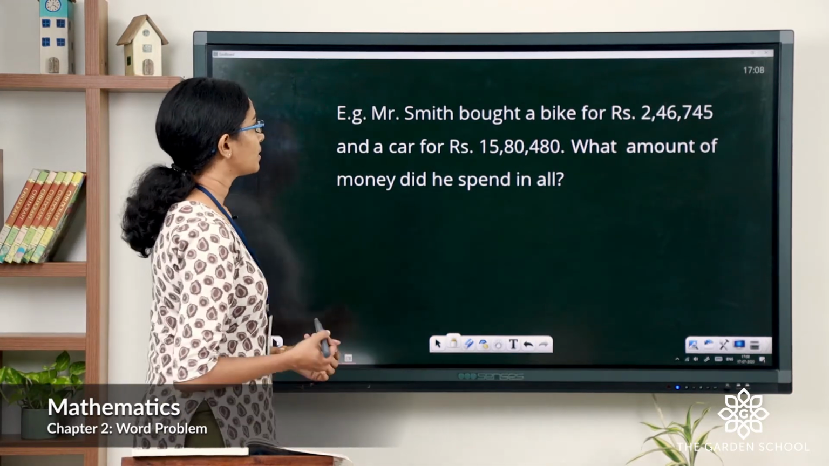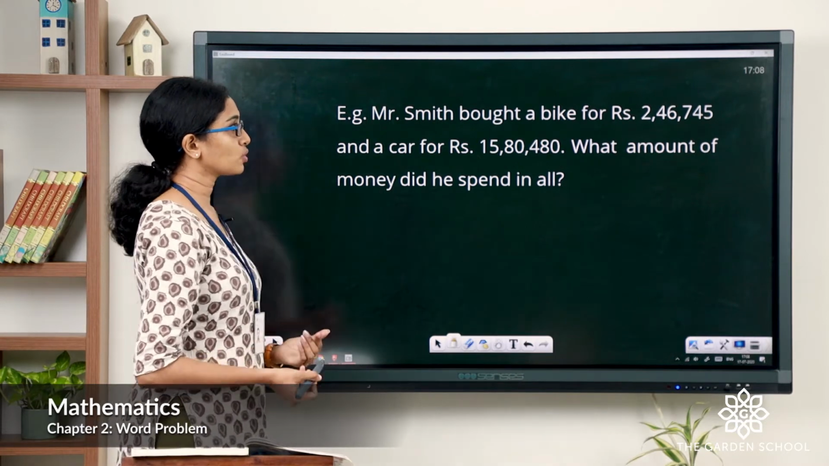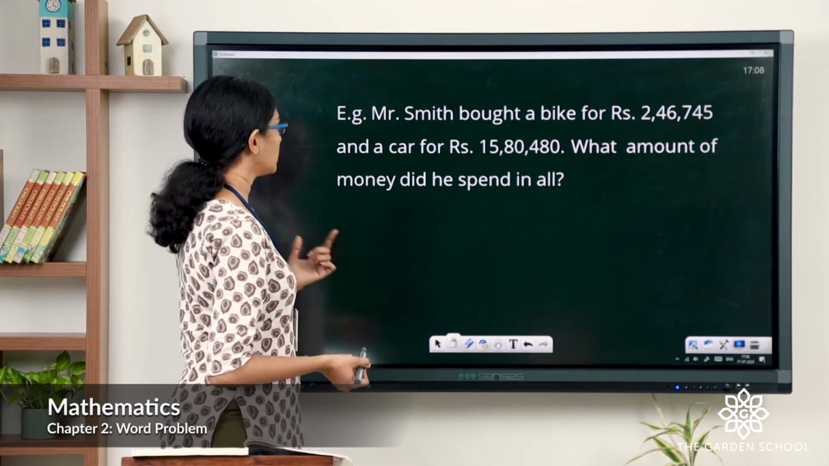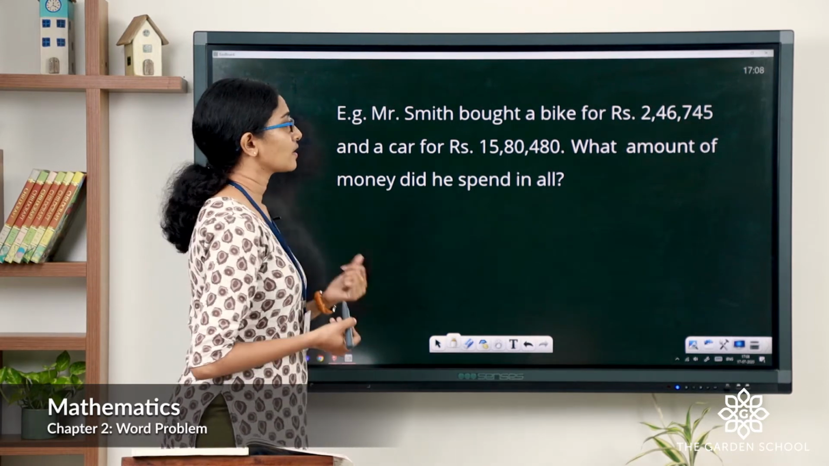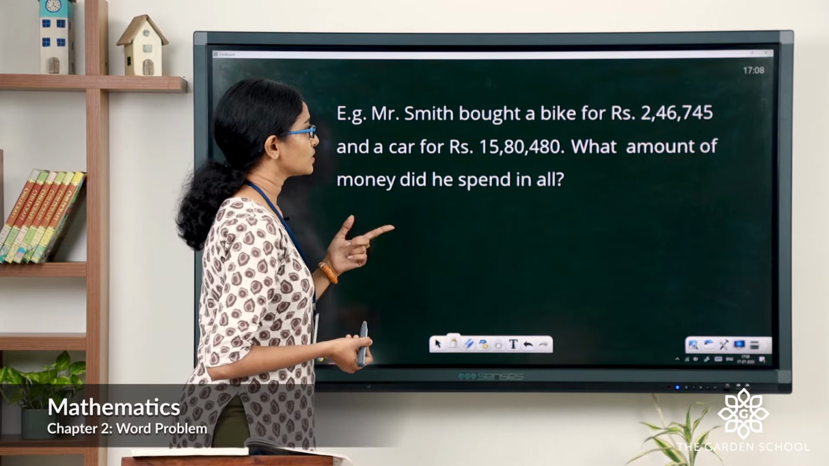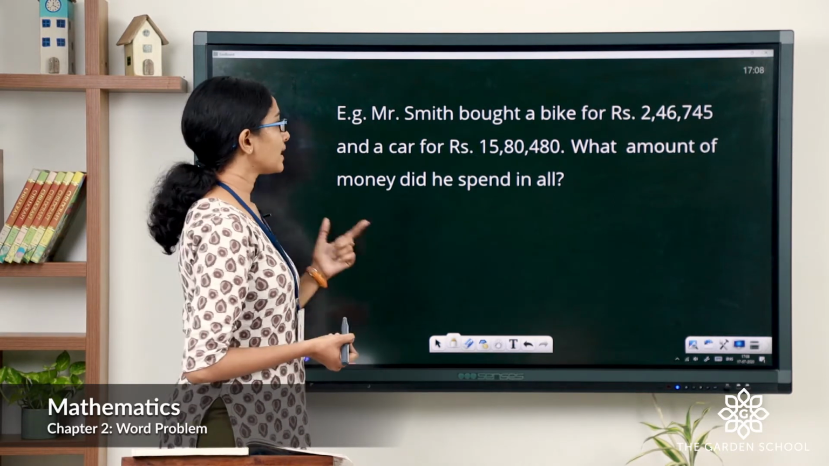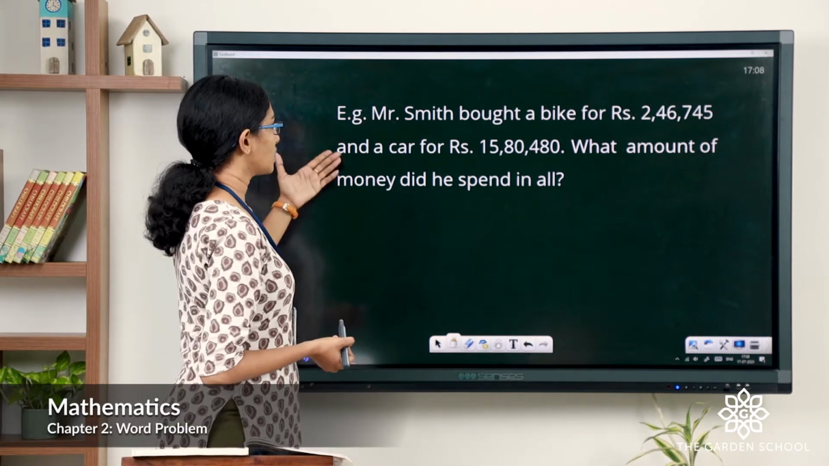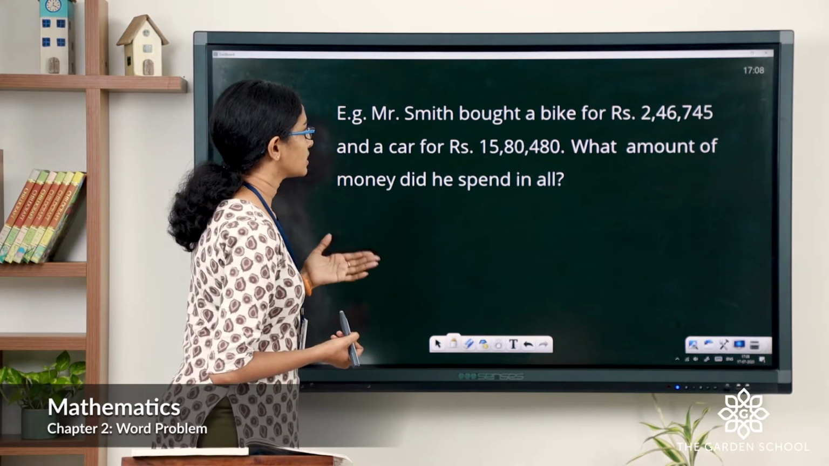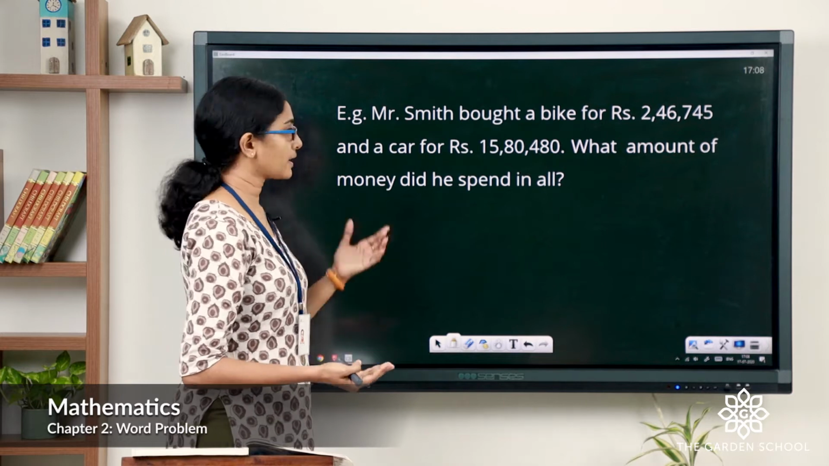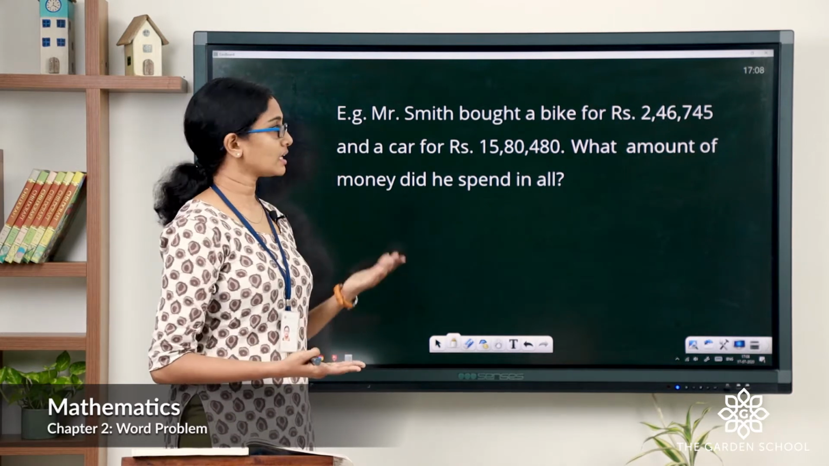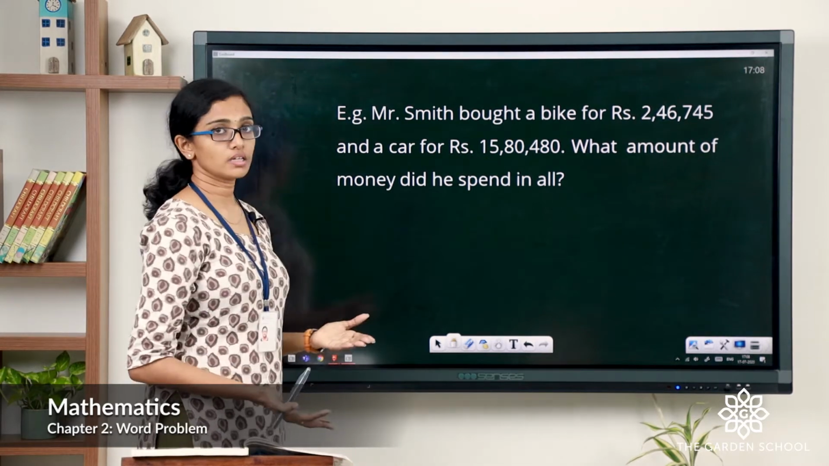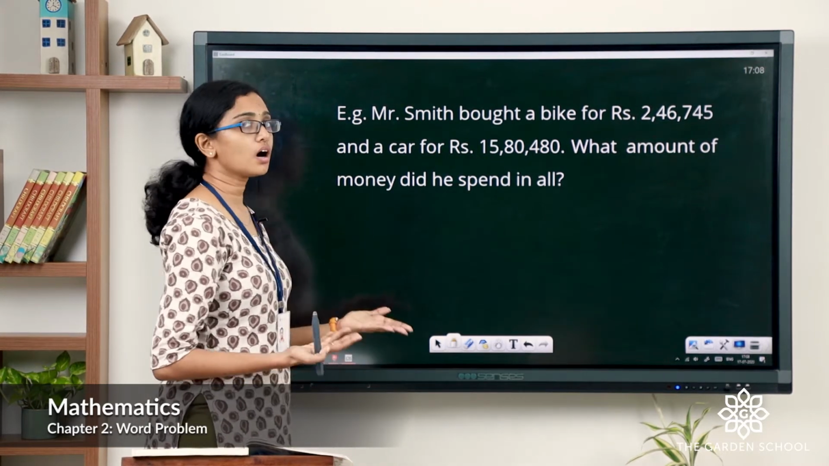Here's a question. Mr. Smith bought a bike for rupees 2,46,745 and a car for rupees 15,80,480. What amount of money did he spend in all? Now, here is a question about some money spent. Mr. Smith bought a bike and a car with these amounts, and we have to find out how much money did he spend in all.